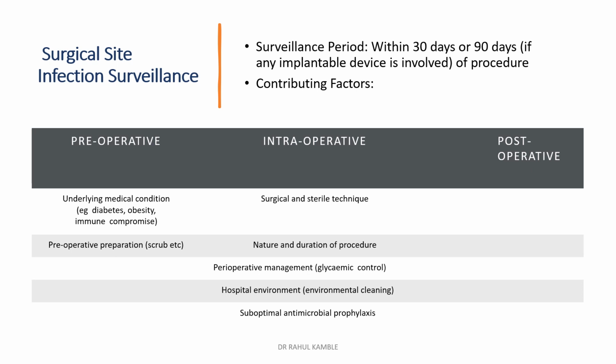The surveillance period for surgical site infection should be within 30 days or 90 days as per the procedures, as per CDC guidelines. The contributing factors for surgical site infection include pre-operative, intraoperative, and post-operative factors. Pre-operatively it includes underlying medical conditions, diabetes, hypertension, and pre-operative preparations such as scrubs. Intraoperative risk factors are surgical techniques, nature and duration of the procedures, glycemic control, environmental control, and suboptimal prophylaxis.